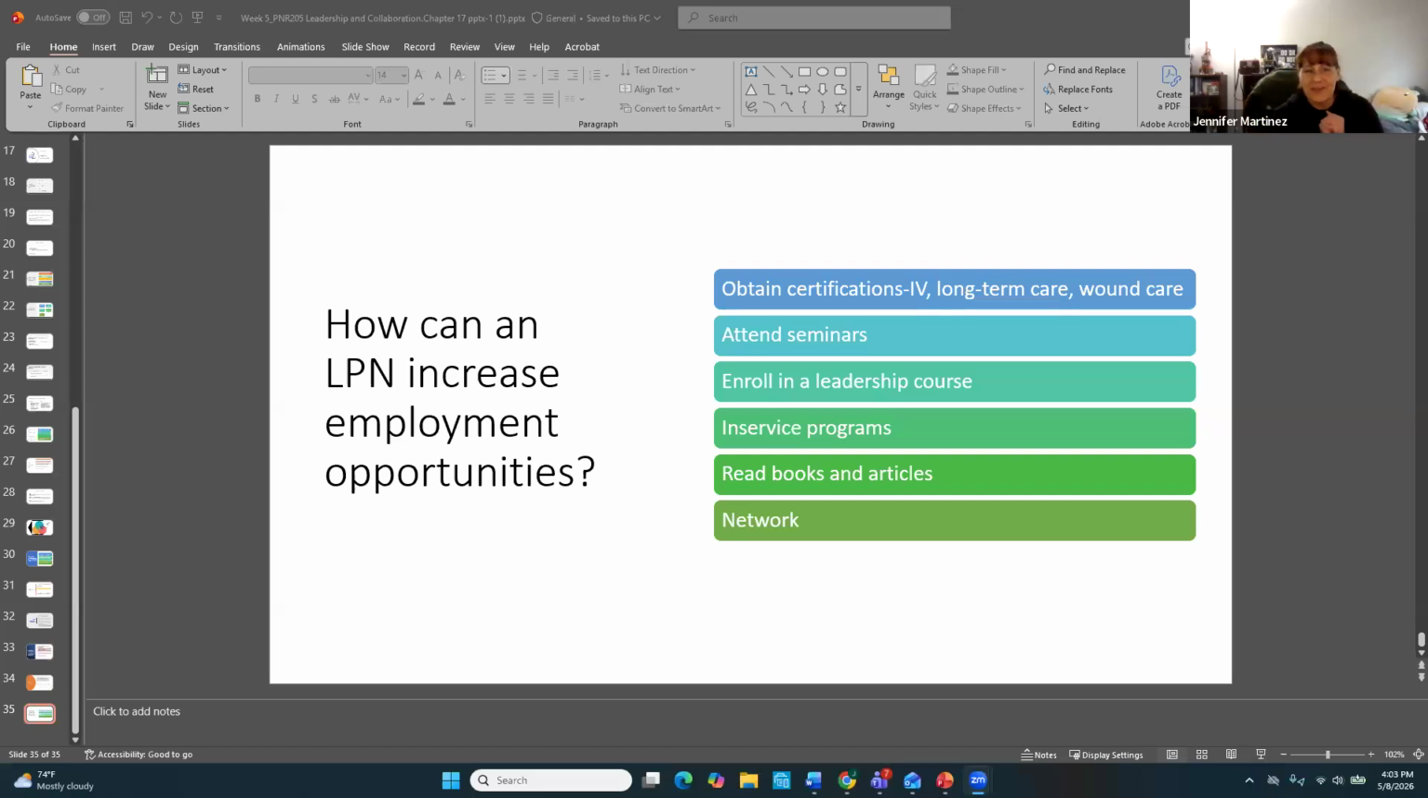But that is something LPNs can do as well. Other things, go to seminars, do leadership courses, go to in-services.